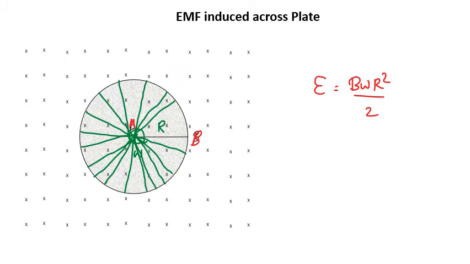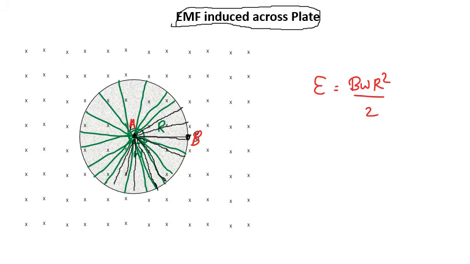Okay. Now suppose there is a question: what will be the EMF induced across a circular plate? Across means between the center and the surface. A circular plate can be divided into an infinite number of small length elements. If you see, we can divide this circular plate into infinite number of rods whose length will be r, and across each rod the EMF induced will be B omega r square by 2.